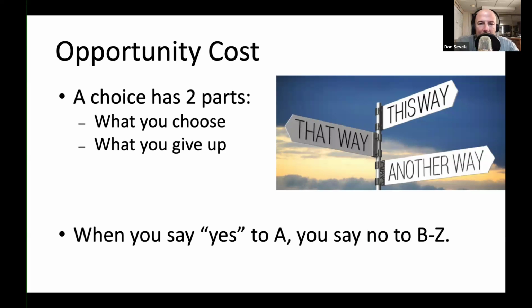Next, I want to talk about opportunity cost. I'm sure you've all heard about this, but essentially every choice you make has two parts: what you choose, but also what you're giving up. Stated another way, when I say yes to A, I'm saying no to B, C, D, E, all the way through Z. So think of a choice as a rejection of something else. And let's talk about a few examples to help you as a business owner or just to be a better person.